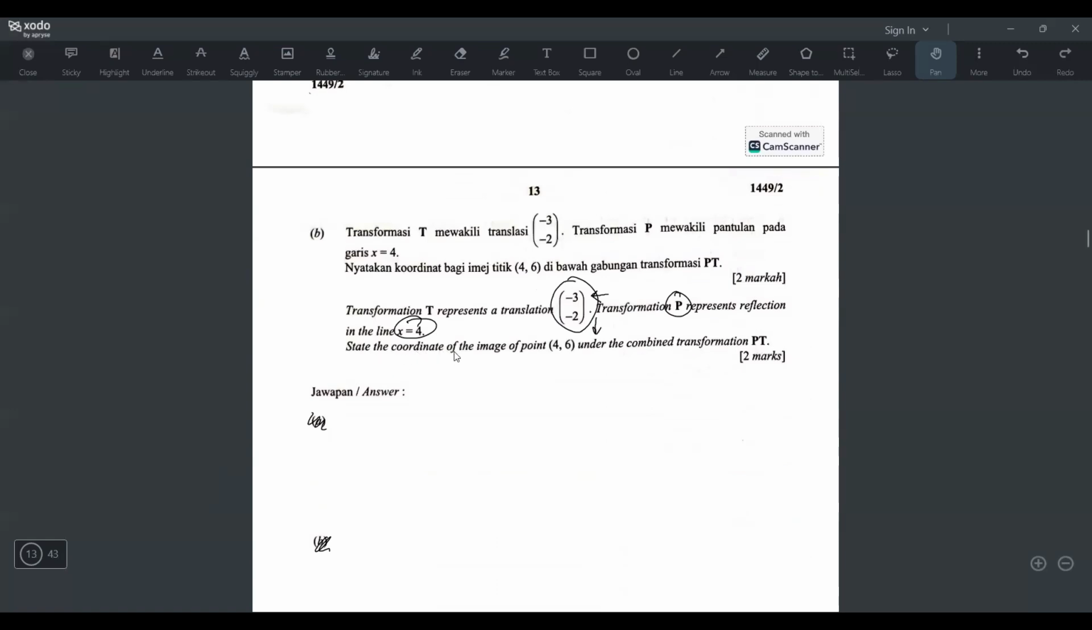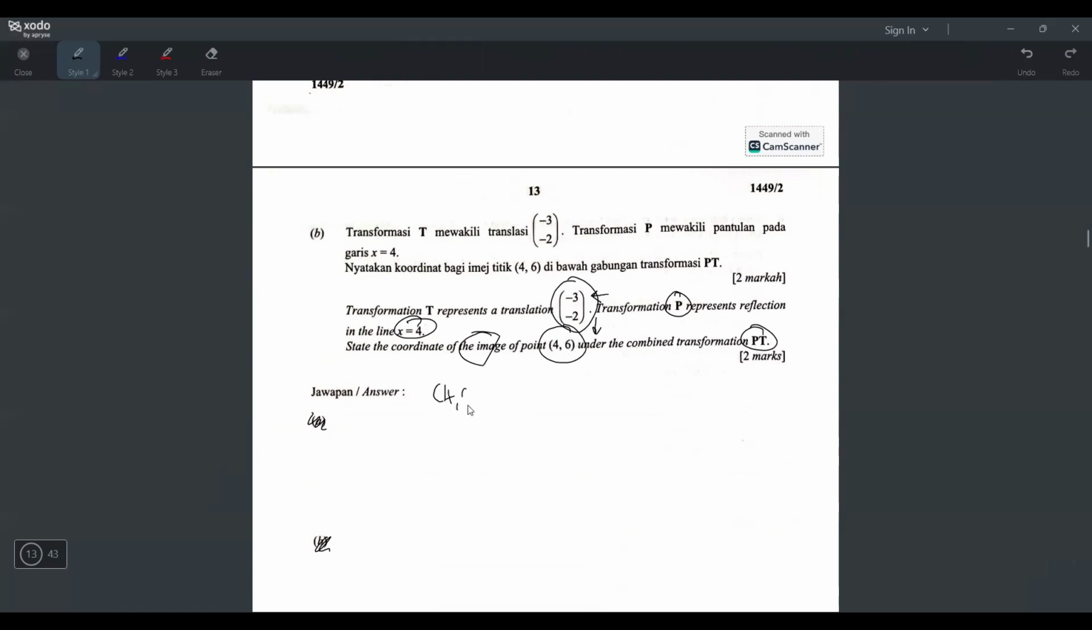Now they say state the coordinate of the image of 4, 6 under combined transformation PT. It means they give you the object, that's why they're asking you to state the image, right? So 4, 6 is the object. You have to start with 4, 6, but do combined transformation PT. So there will be 2 transformations, so there will be 2 arrows. First arrow, you do T followed by P, because always do the one at the back, the one on the right, first.